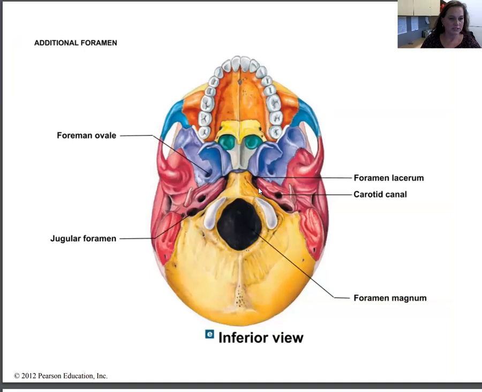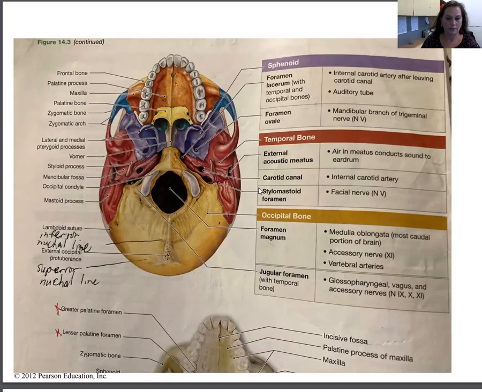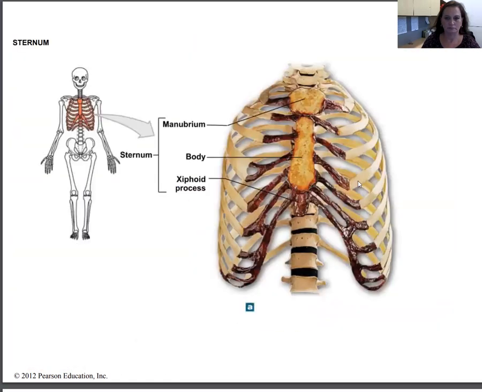Okay, let me see if we've missed anything, being we missed those. I don't know what happened to those drawings. Let me pause for a second. Let me double check.